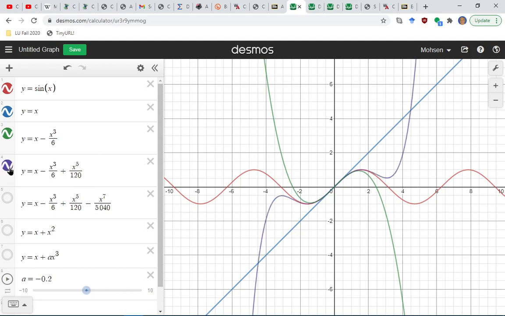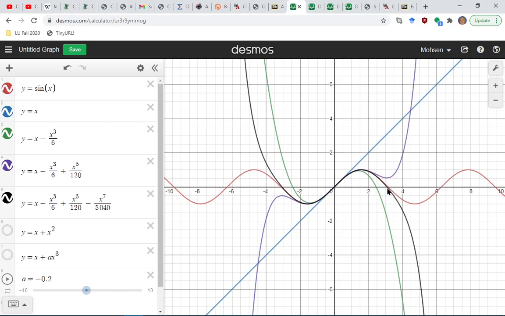We said if you want to go up to degree 5, you get this purple one. It comes even closer than the green one, but at the cost of one more term. If you want something better, include power 7. Now we have this black one, all the way up to pi almost. It does a pretty good job.